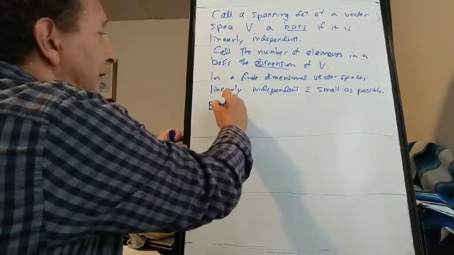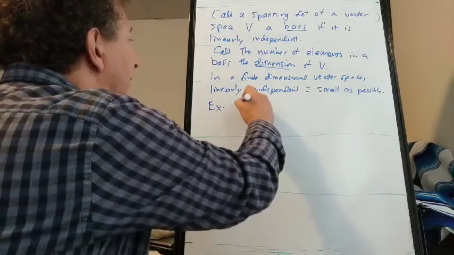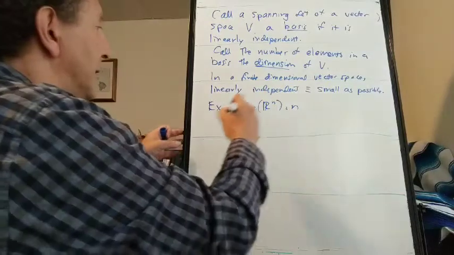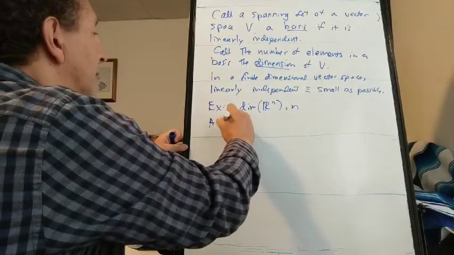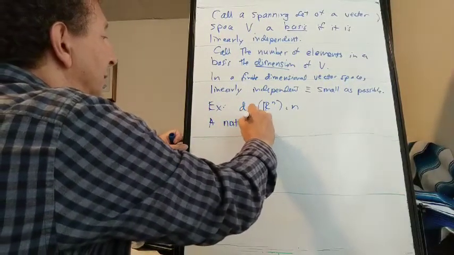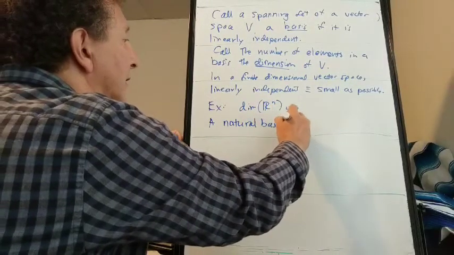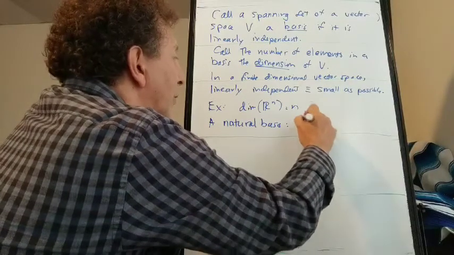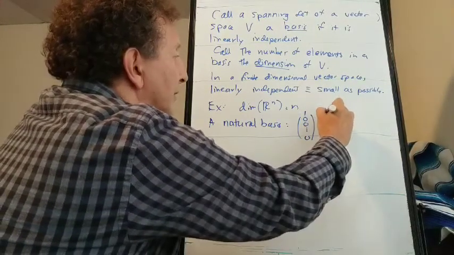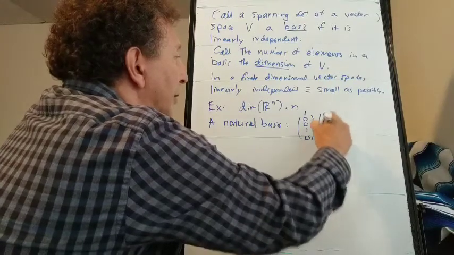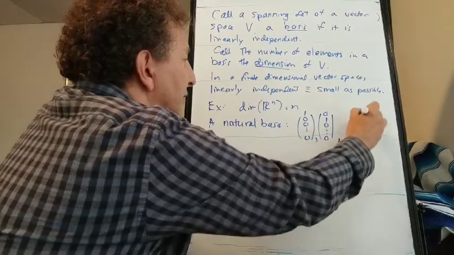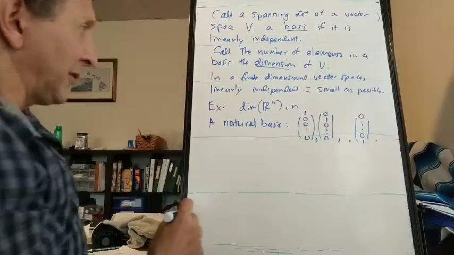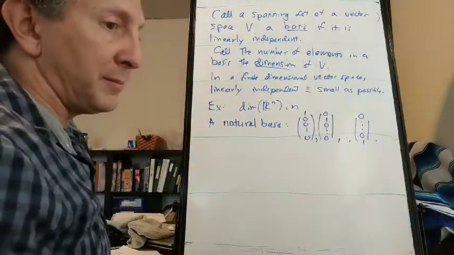So, for example, the dimension of Rn equals n because one natural basis is all the vectors with zeros and ones, and the one appearing in all possible different positions. So there's n vectors there that make a basis for Rn.